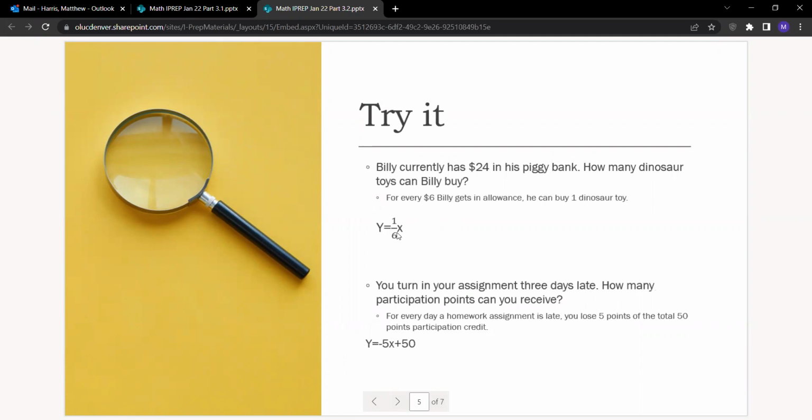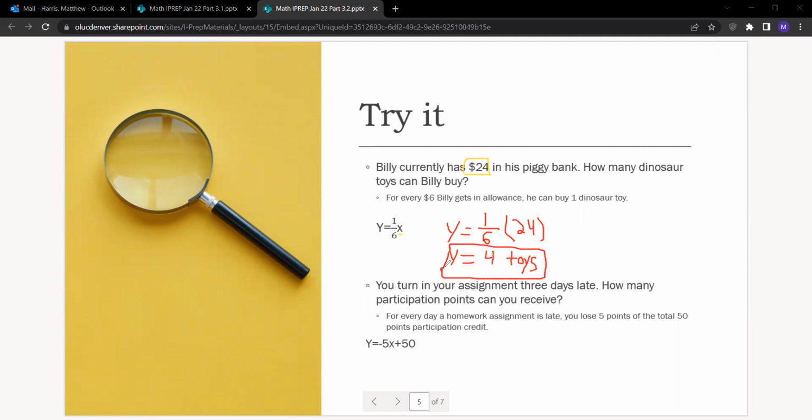So Billy currently has $24 in his piggy bank. How many dinosaur toys can Billy buy? So try to think back. He has $24. Is this our X or our Y value? It's our X value, right? Because we know X is dollars. So we're gonna have Y is equal to 1/6 of 24. 1/6 of 24 is equal to 4. So if Billy has $24 in his piggy bank, he can buy 4 dinosaur toys.